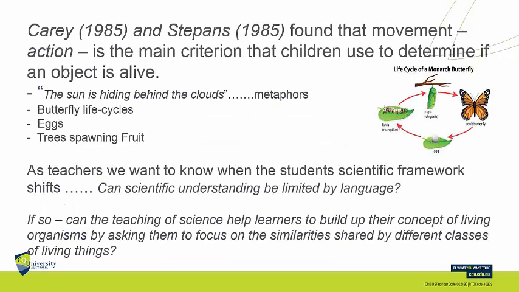Carey and Steppens in 1985 found that movement or action is the main criteria that children use to determine if an object is alive. Now, when we start teaching biology, clearly if we go back to the ACS, we see that it's got to do with living organisms. When we talk about living organisms, we assume we know what's living and what's dead or non-living. But the question here is we're really working with the learners' concepts, and we need to work out what they understand as living and non-living.